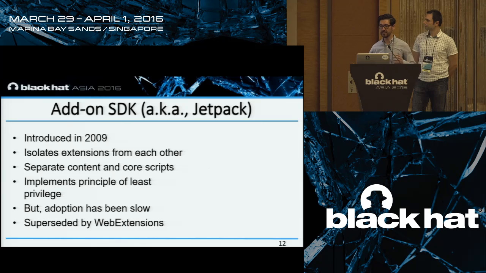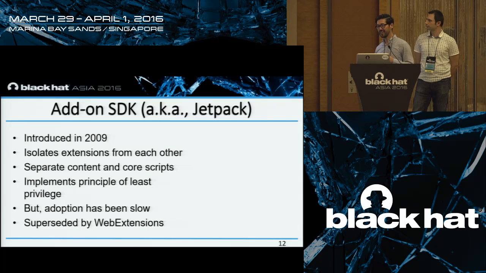So, for instance, it isolates extensions from each other. You have this idea borrowed from Chrome where you have separate content scripts that interact and are exposed to web origins on the one hand, and core scripts that have access to the browser API, and then a very narrow IPC channel for these two things to communicate with each other, which, in this model, the attacker has to somehow bridge in order to gain access to the privileged browser API. So this is a much better situation and really has the potential for implementing this idea of least privilege.